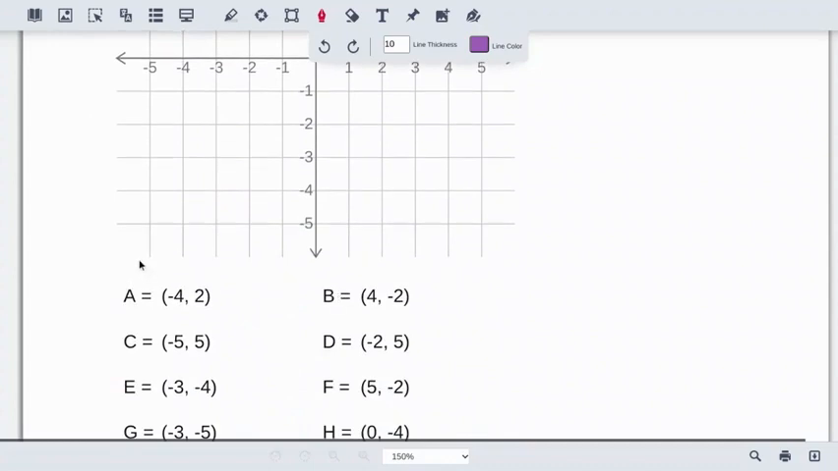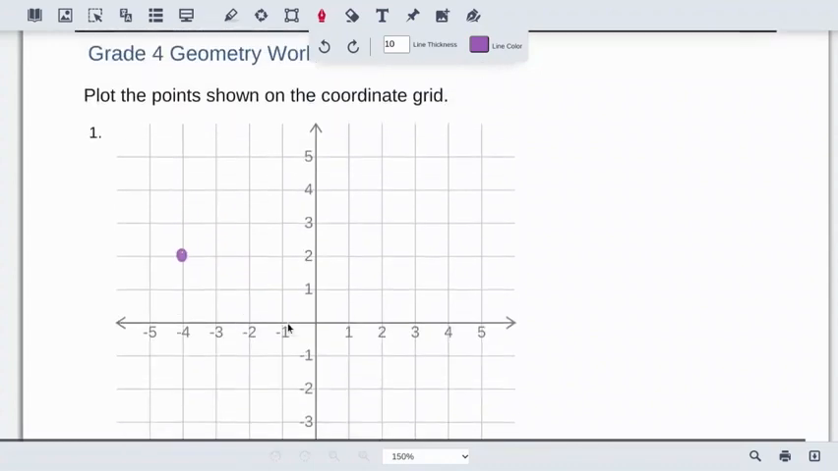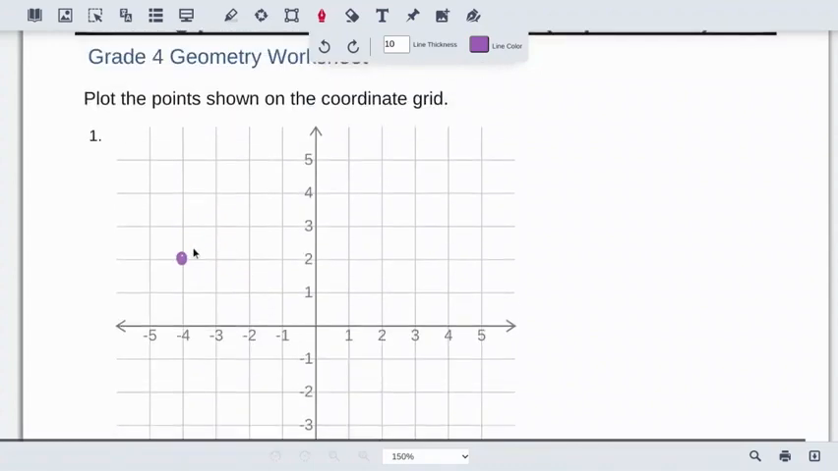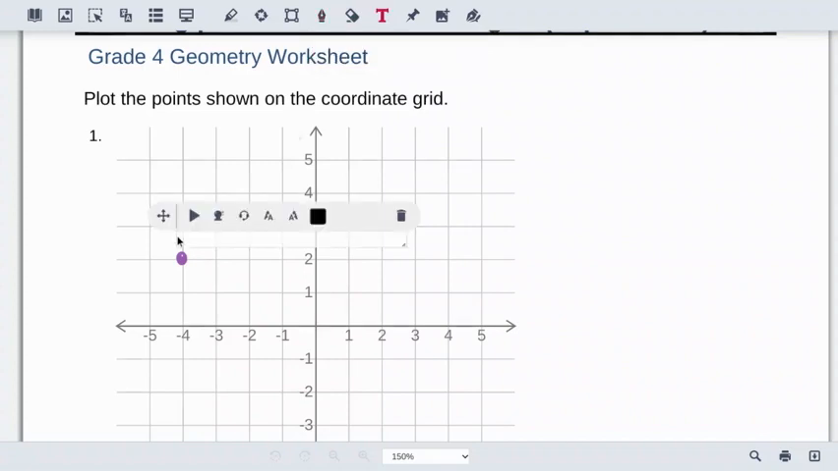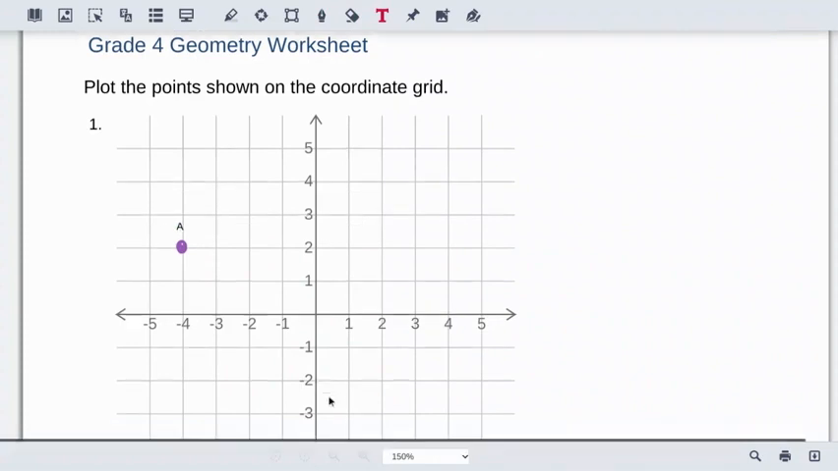And because the question told me that was going to be point A, I'm going to label that blob with the letter A. That's a very ugly A. I'm just going to use a text box. A. Perfect. All right, let's do a couple more.